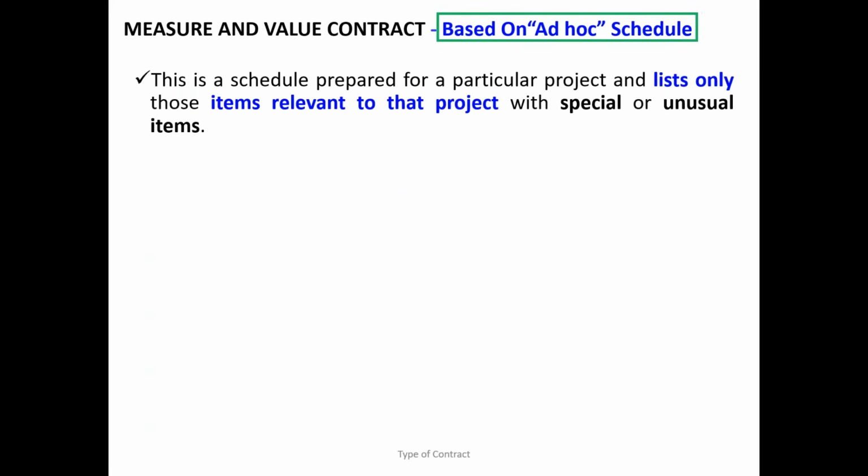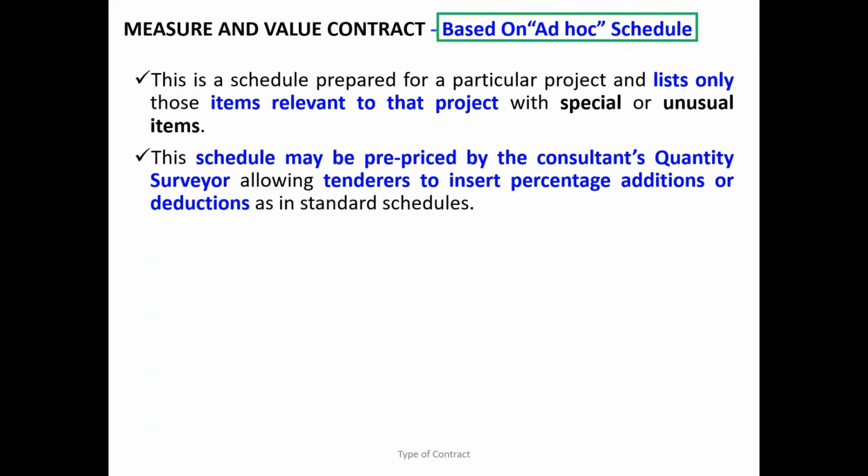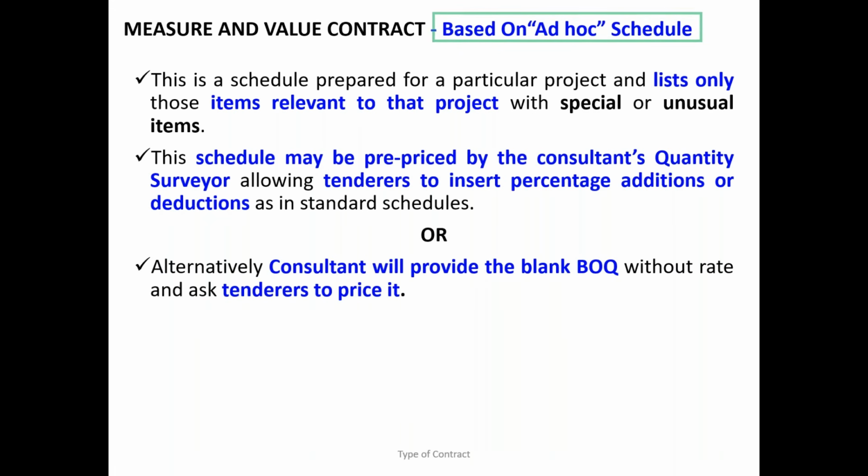In the ad hoc schedule, as we discussed, what we do is remove unnecessary items and keep only the relevant items. And pricing, as we discussed, is either by percentage, which is not happening in our region. Okay. Second one, you give the blank BOQ and the contractor is going to price.